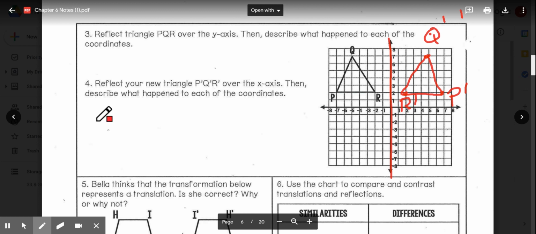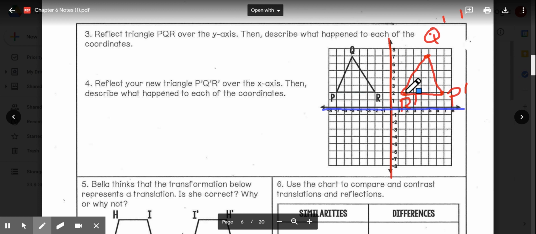But then the next thing it asks us here in this part 4, it says reflect your new triangle, P prime, Q prime, R prime, over the x-axis. Then describe what happened to each of the coordinates. So now we're taking that triangle that we just reflected and we're reflecting it again. And this time we're reflecting over the x-axis. And so this is going to make like a second image of that original triangle.